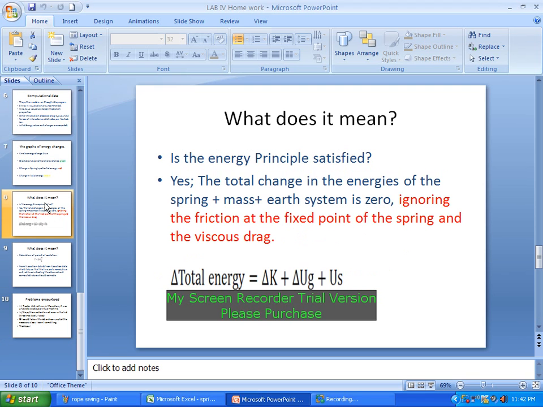The results. Is the energy principle satisfied? Yes. The total energy change of the spring mass and the earth system is 0, ignoring the friction at the fixed point of the spring and the viscous drag. So, change in total energy is equal to change in the kinetic energy plus change in the spring energy.